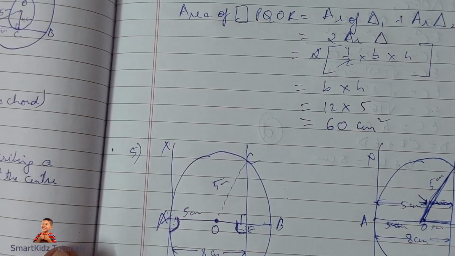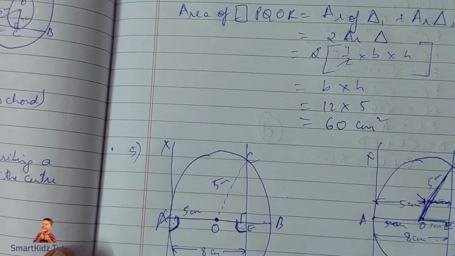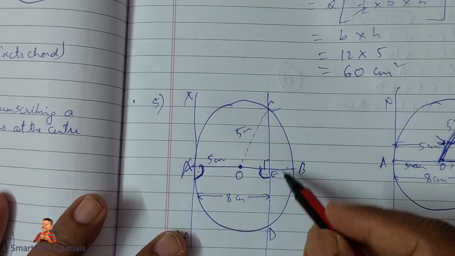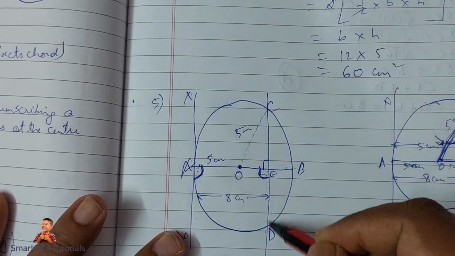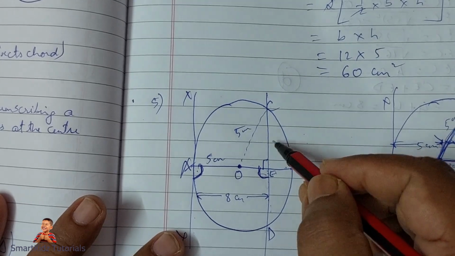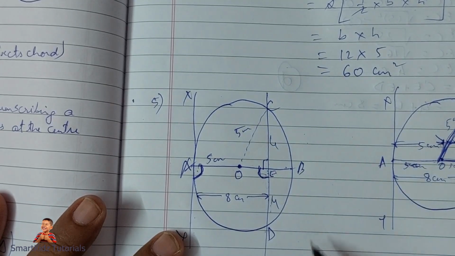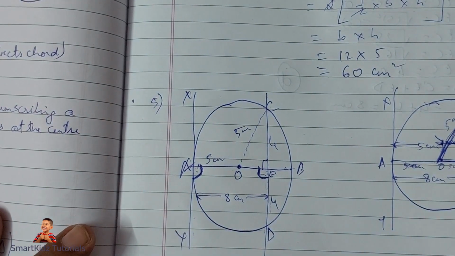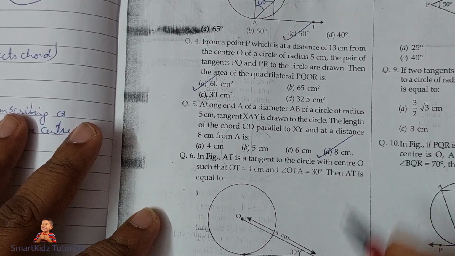CD. So we found out here this was E. CE plus ED gives us CD. If this is 4, this is also got to be 4. 4 plus 4 is 8. So D is the correct choice.